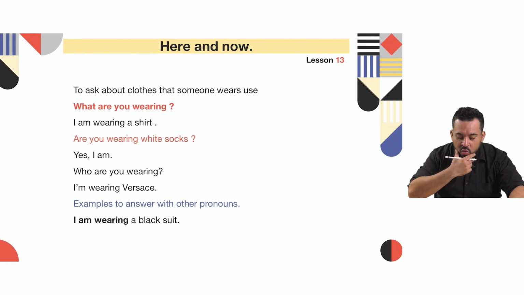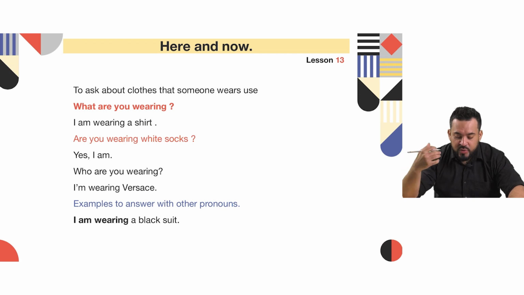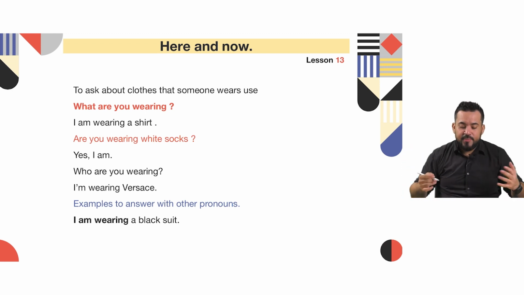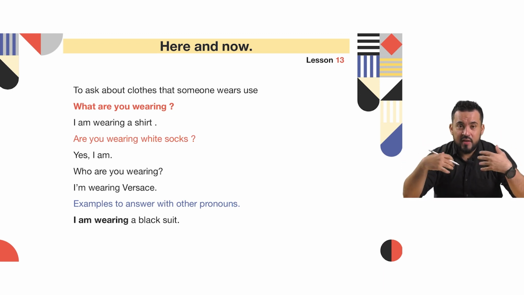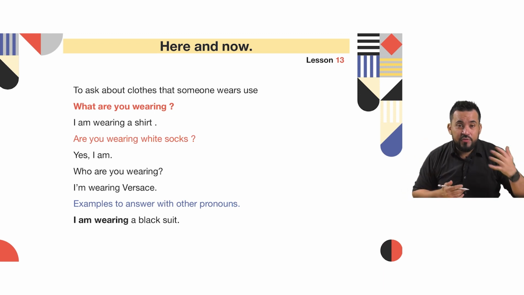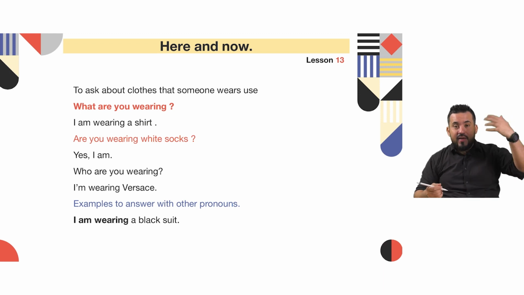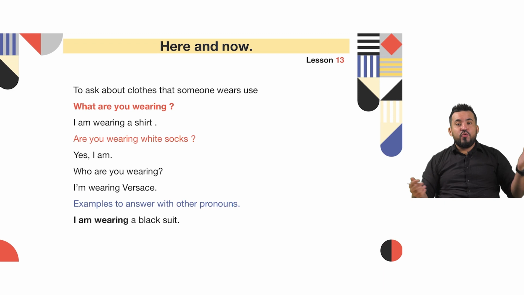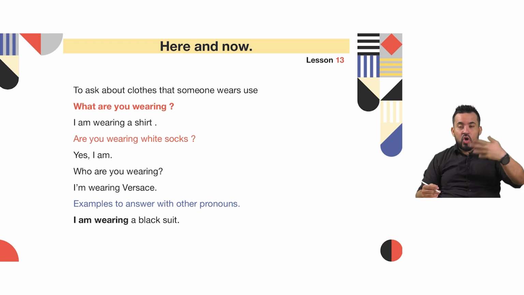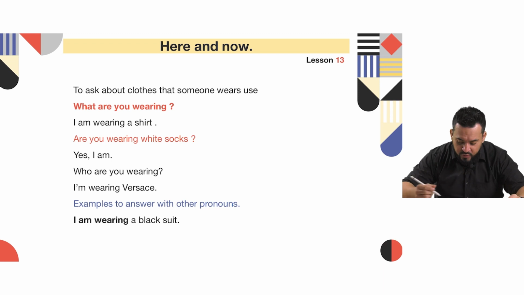All right. Now, let's talk about some questions. To ask about clothes that someone wears, we use, what are you wearing? Normally it means either you're talking about now, what are you wearing now, if you can't see the person, or what are you wearing to the party, if you are planning ahead. If you want to know the brand of the clothes that someone is wearing, we say, who are you wearing? It means you want to know the brand of the clothes.